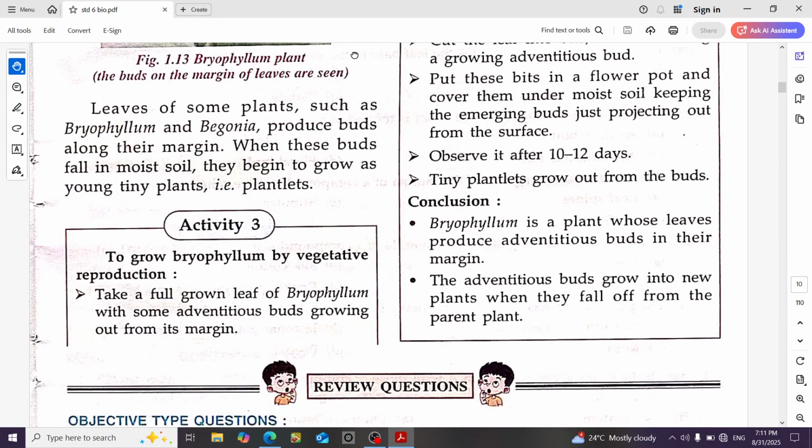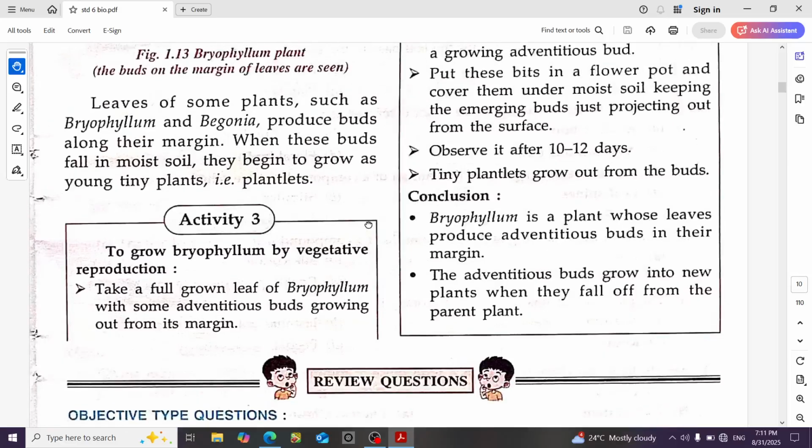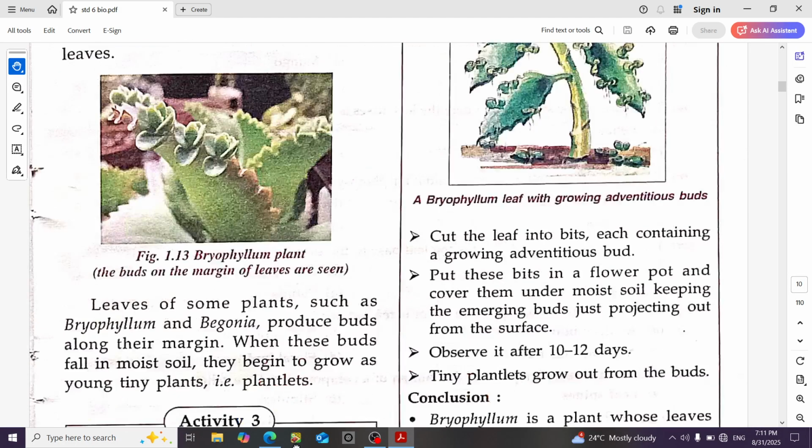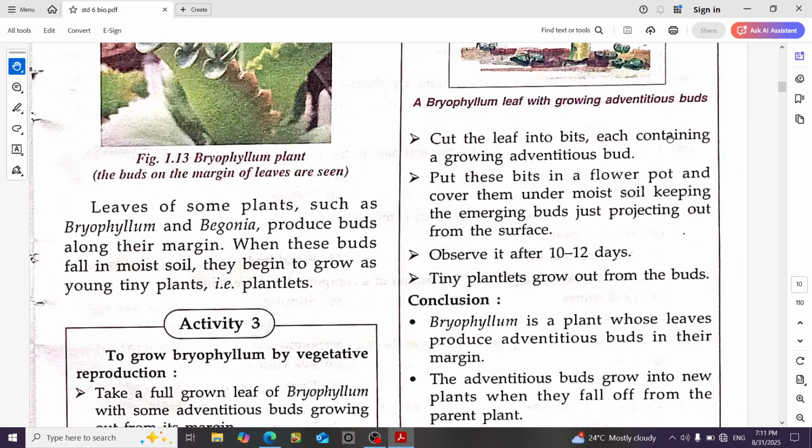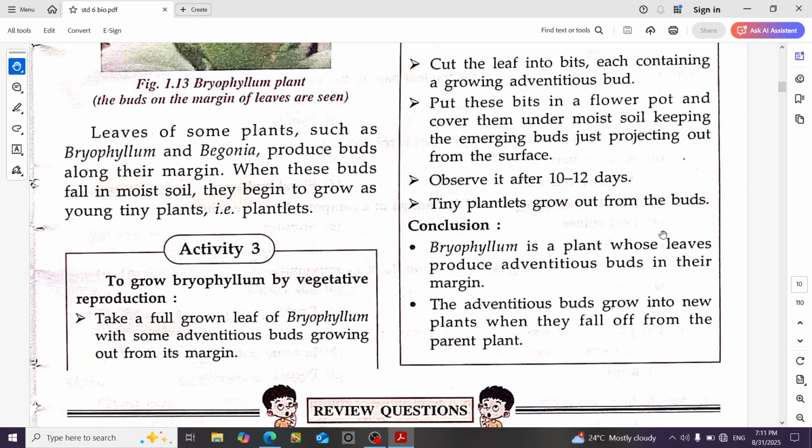So leaves of plants such as bryophyllum, begonia produce buds from their margin. When these buds fall into the moist soil, they grow as small plantlets. Okay, so here they are shown as one activity. You can see how the buds fall down and new plants are taking their positions.